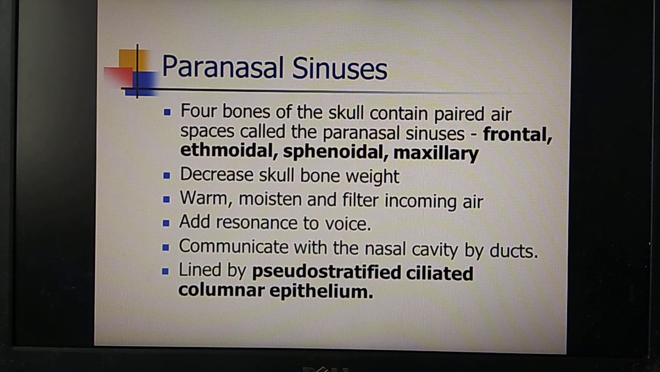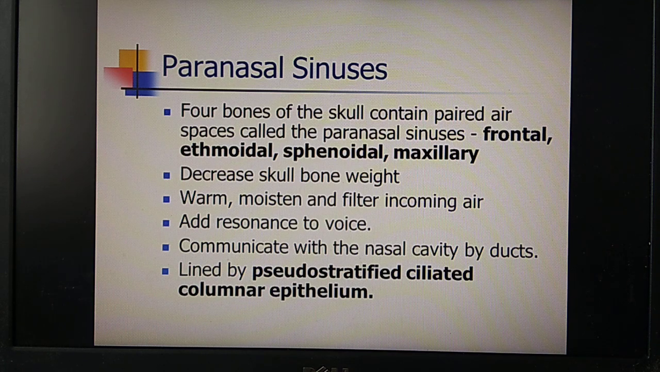And the paranasal sinus, which consists of 4 bones of the skull, that is a paranasal space. A sinus is nothing but an empty space present in the nose. So we can see the frontal, ethmoidal, sphenoidal and maxillary bones. These are the 4 bones we can see in the paranasal sinus. So it decreases the skull bone weight, it warms up and moistens the air coming from outside, that is external air, and it adds resonance to the voice.